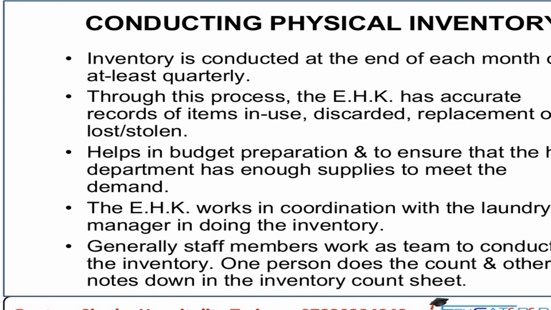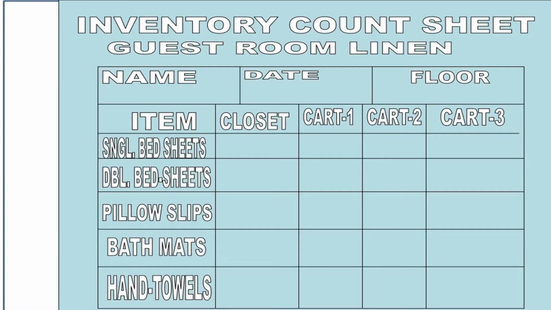Conducting physical inventory. Inventory is conducted at the end of each month, at least quarterly. Through this process, the executive housekeeper has accurate records of items in use, discarded, replacements of lost and stolen items, helps in budget preparation, and ensures that the housekeeping department has enough supplies to meet the demand. The executive housekeeper works in coordination with the laundry manager in doing the inventory.